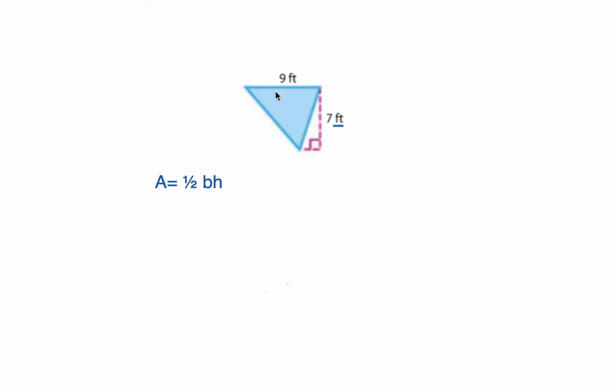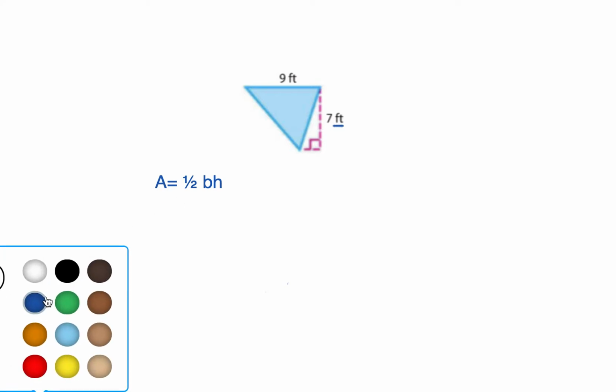But let's begin. So our base has already been told to us, which is 9. And we know that the height is 7 because it's by the red dashed line, which you're going to find very easily. So we're going to put half. Now remember, these are all being multiplied together. They're being multiplied together because they're all stuck to each other.